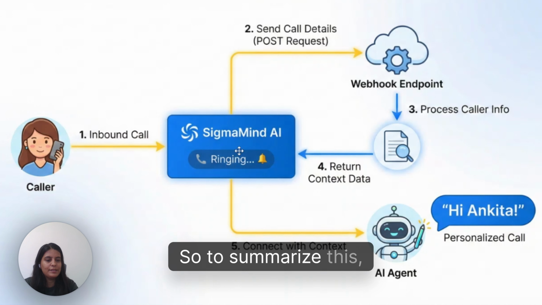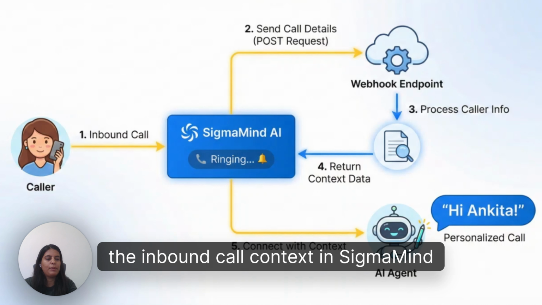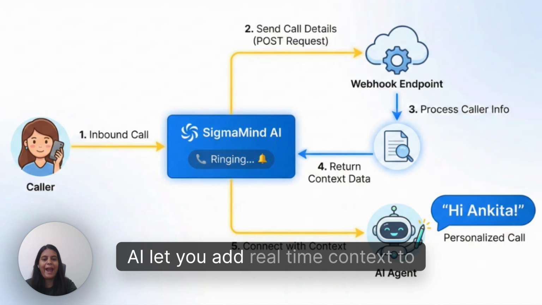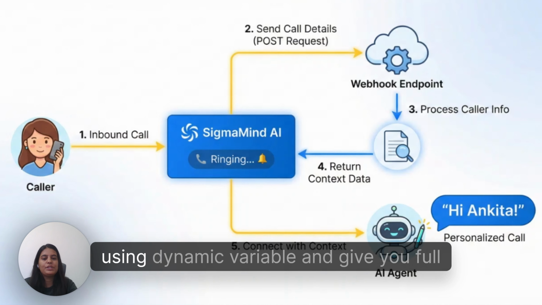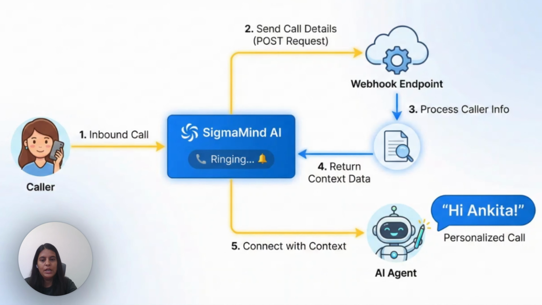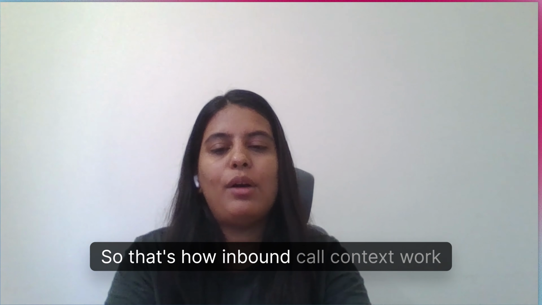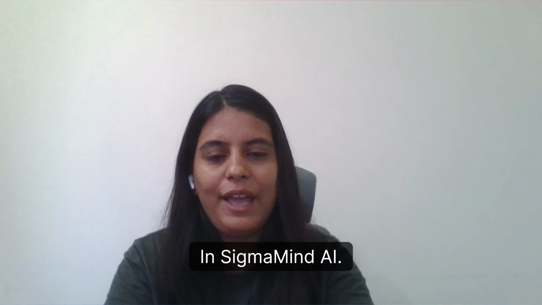To summarize, the inbound call context in Sigma Mind AI lets you add real-time context to inbound calls, personalize conversations using dynamic variables, and gives you full control over inbound call behavior. So that's how inbound call context works in Sigma Mind AI. Try it out.